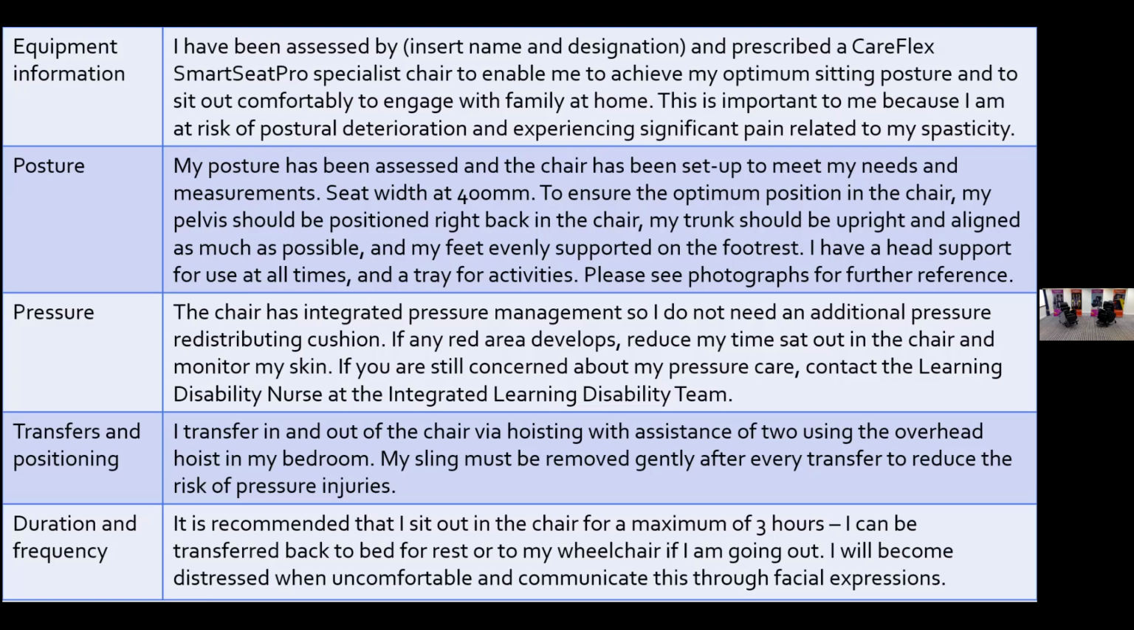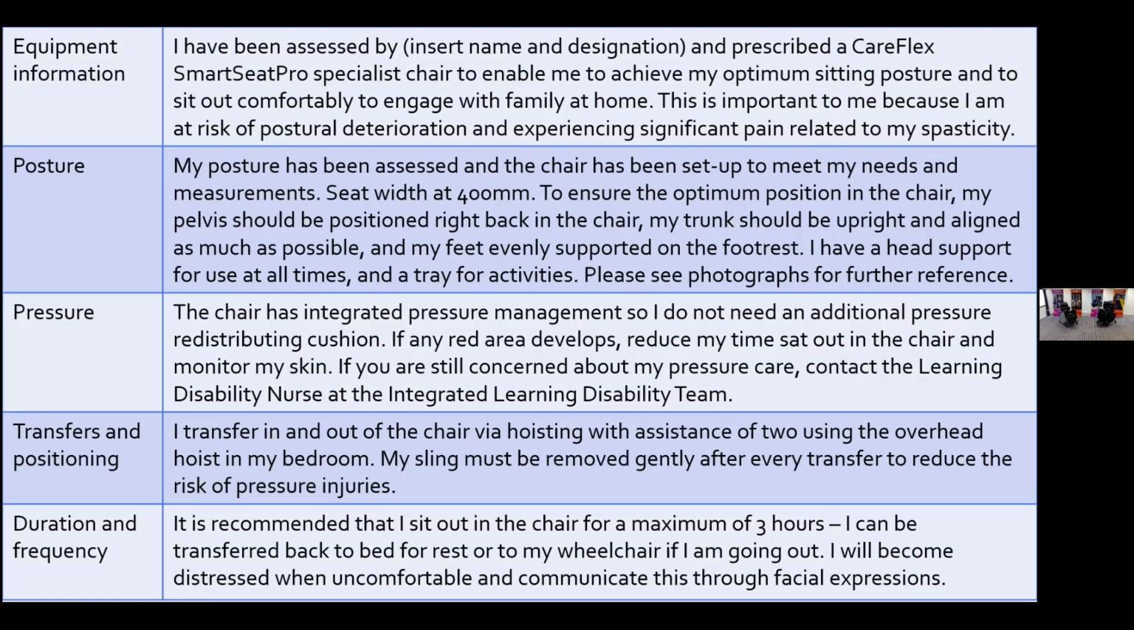The chair has integrated pressure management, so I do not need an additional pressure redistribution cushion. If any red areas develop, reduce my time sat out in the chair and monitor my skin. If you are still concerned about my pressure care, contact the learning disability nurse at the integrated learning disability team. So again, given that information, the risk factors to look out for, and then how to contact someone and reach out for support immediately if there are any concerns, and of course putting the number in there to make that clear.